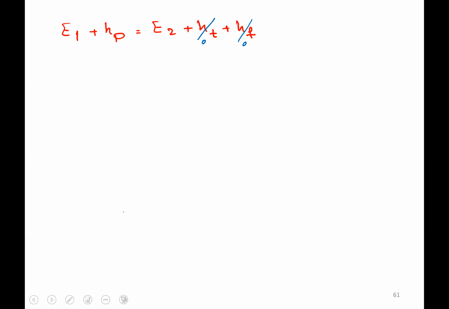The problem is asking about the power delivered by the pump to the fluid. So we are after this HP.